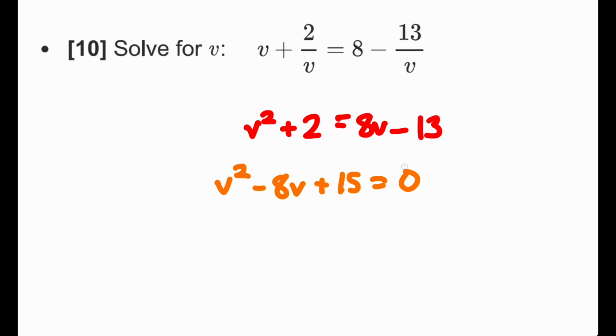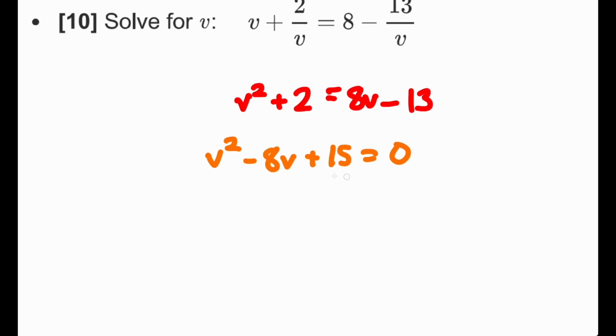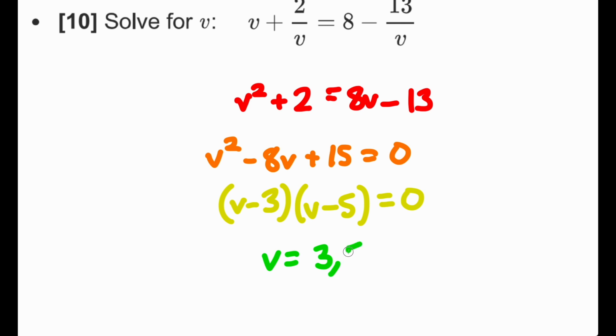And again, from here you can use quadratic formula if you wanted, or you can factor it. This one factors nicely, so again, I'm just going to factor it. It's going to be v minus 3 times v minus 5. So possible answers will be 3 and 5 based on that. But you need to check the original equation. Do either of these cause a division by 0 in the original equation? In this case, they don't, because you're just dividing by v. v would have to be equal to 0 for it to be a restricted value, but neither of these are 0, so v equals 3 and 5.